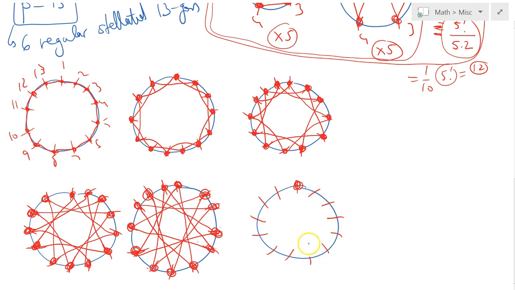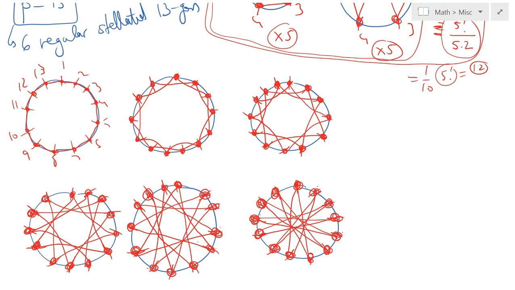1 2 3 4 5 6. Go opposite. 1 2 3 4 5 6. This guy. 1 2 3 4 5 6, and so on around the polygon. Haha, 6. So we have 6 regular stellated 13-gons.